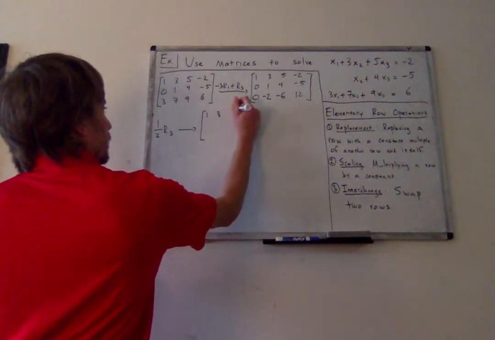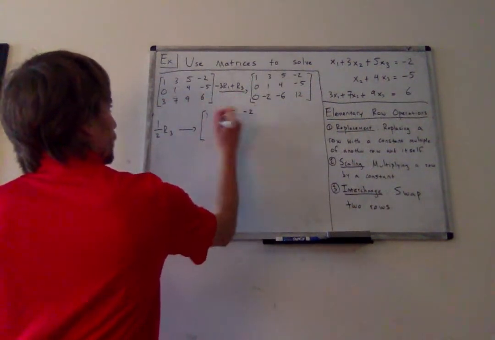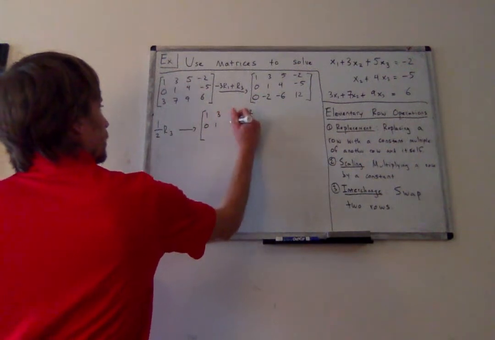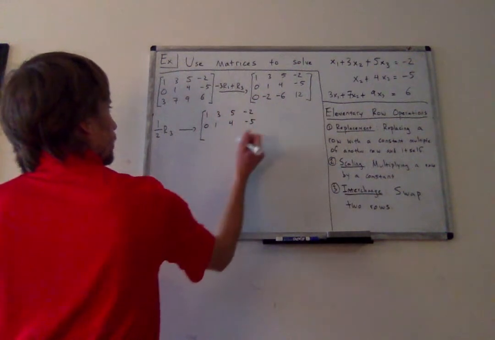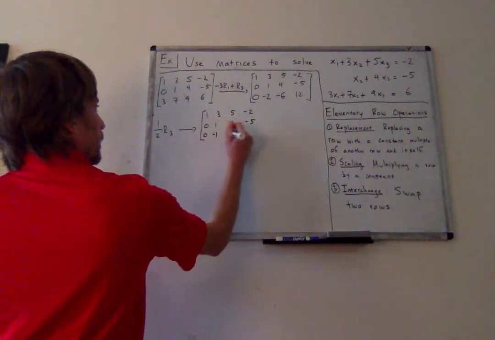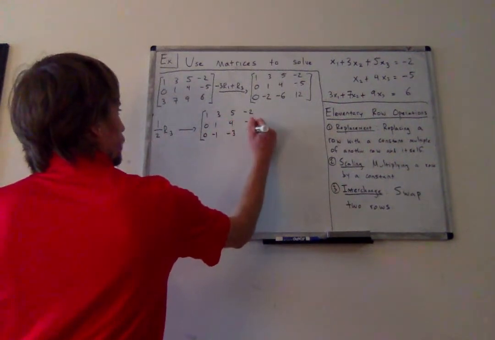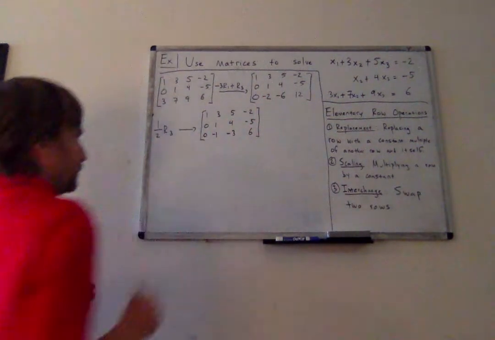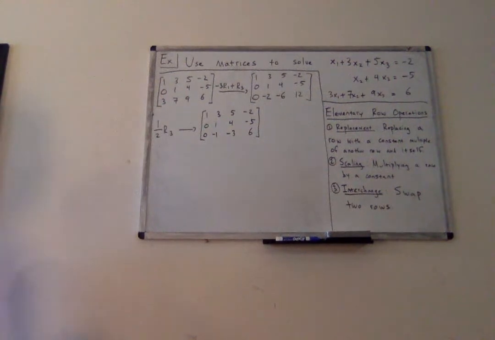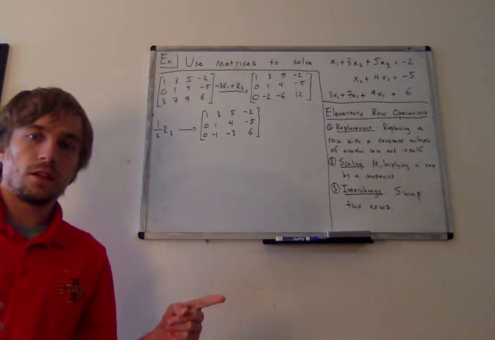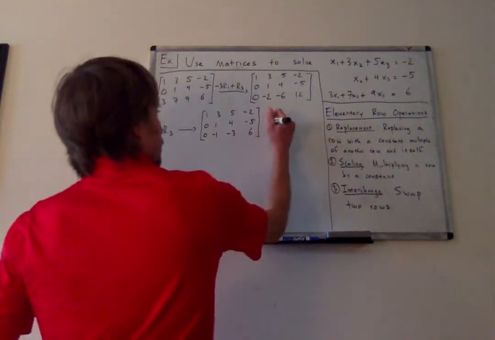And again, everything in rows 1 and 2 will be left completely unaffected, except every entry in row 3 will be divided by 2. All right. So the last thing I want to do is now add row 2 to row 3 and replace that in row 3.